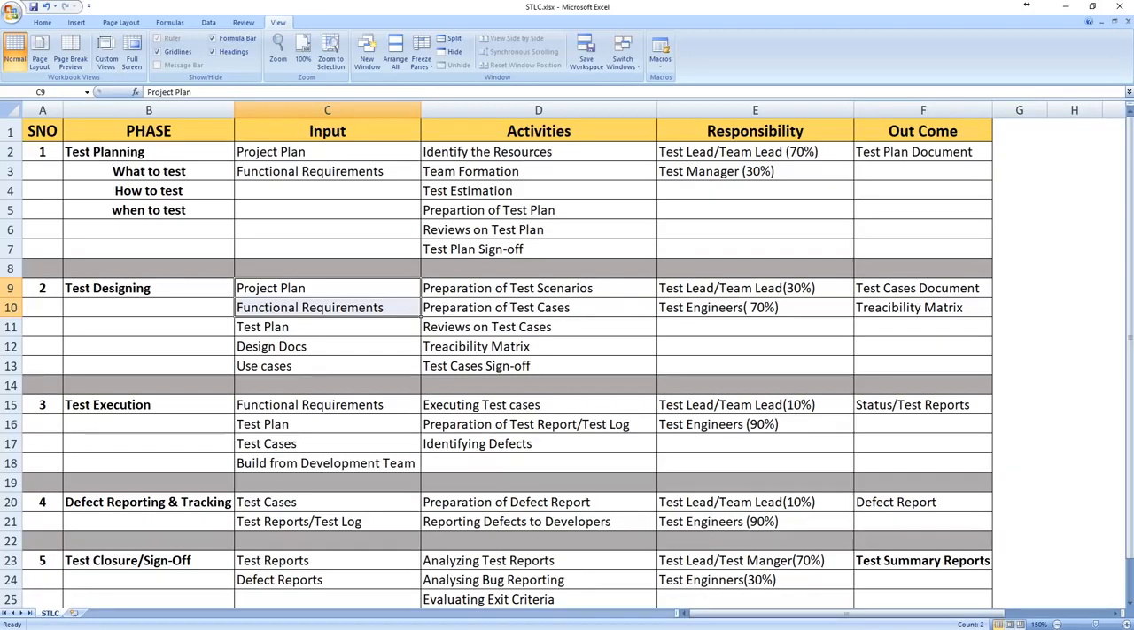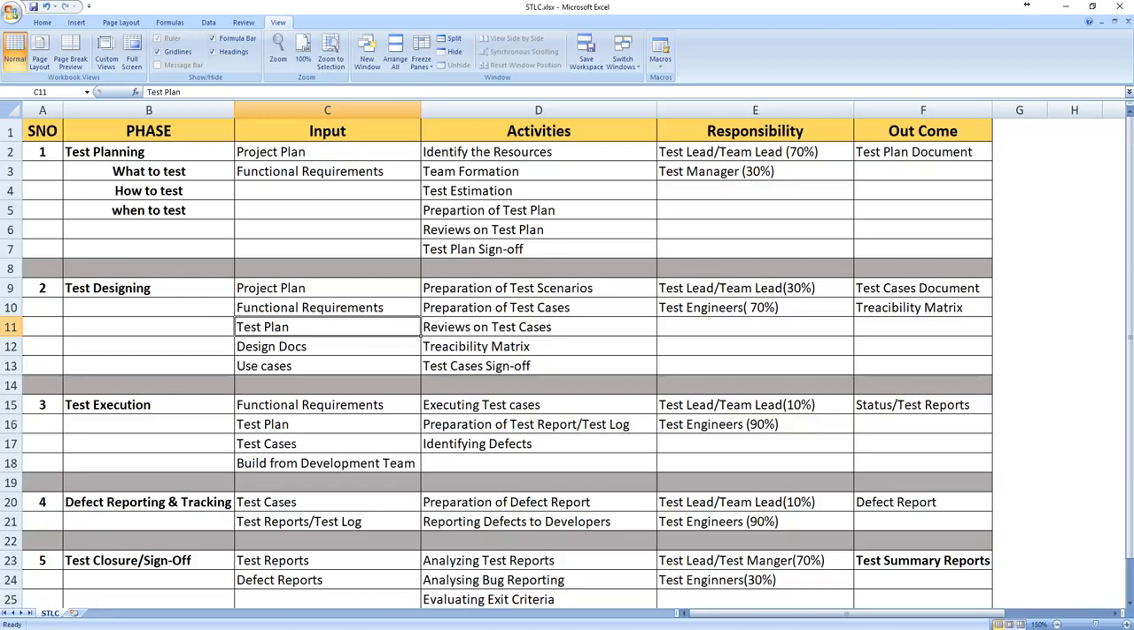Along with the project plan, which always talks about the timelines, and functional requirement is the document which will talk about the functionalities, behavior of the application. That is the most important document. And why we need test plan here during test designing phase? Because test plan says this information, what to test. So based upon that information, we need to prepare our test scenarios and test cases. So that's the reason we need to also refer test plan document. So that is also required.